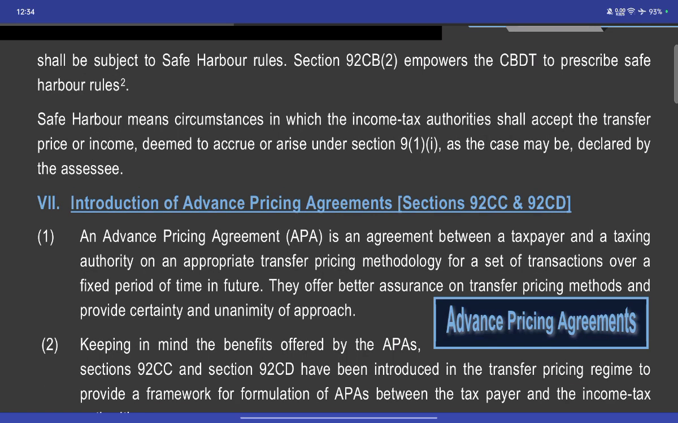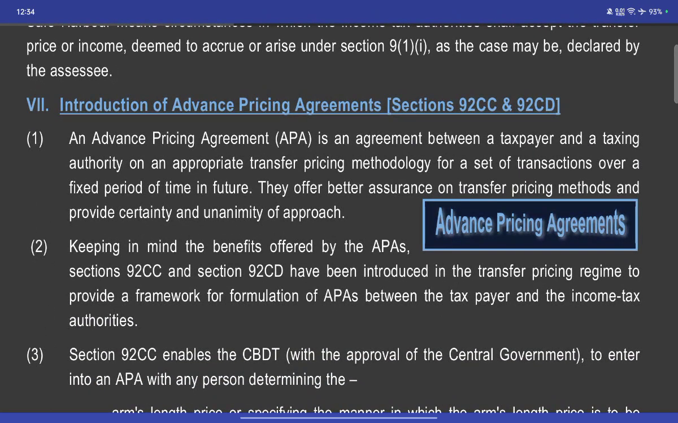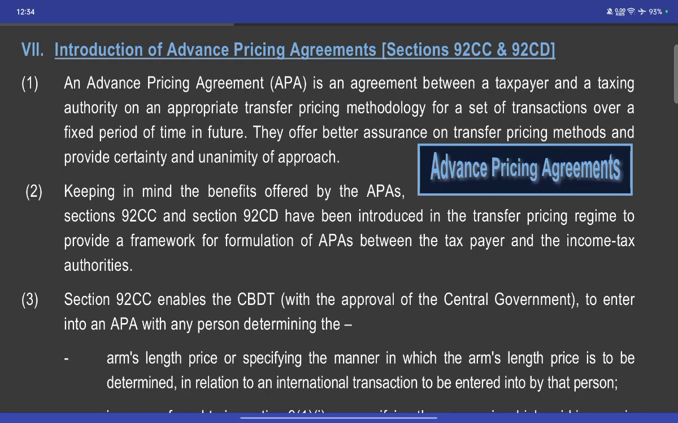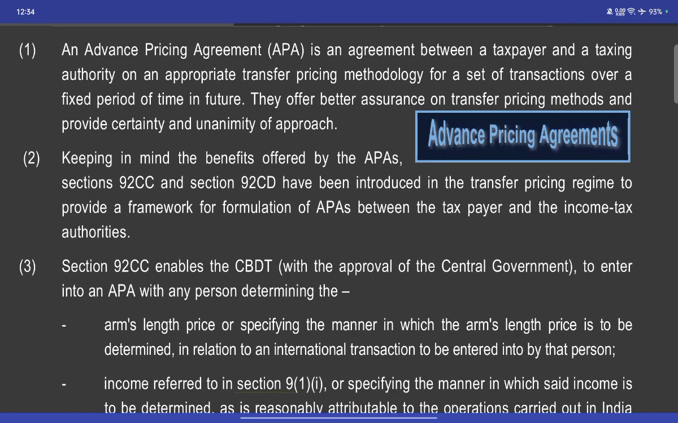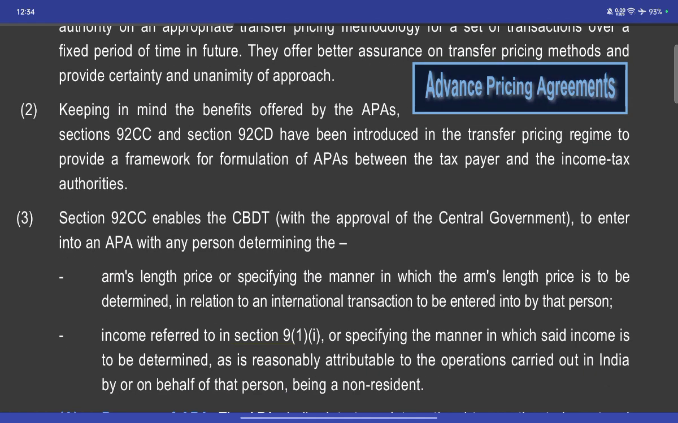Safe harbor rule means circumstances in which the income tax authority shall accept a transfer price for income deemed to accrue or arise under Section 9(1)(i), as the case may be. This was followed by the introduction of the advance pricing agreement, Section 92CC and Section 92CD. Advance pricing agreements are agreed between the taxpayer and the tax authority on an appropriate transfer pricing methodology to set the transfer price in a transaction over a fixed period of time in future. They offer better assurance on the transfer pricing method and provide certainty and a non-adversarial approach.